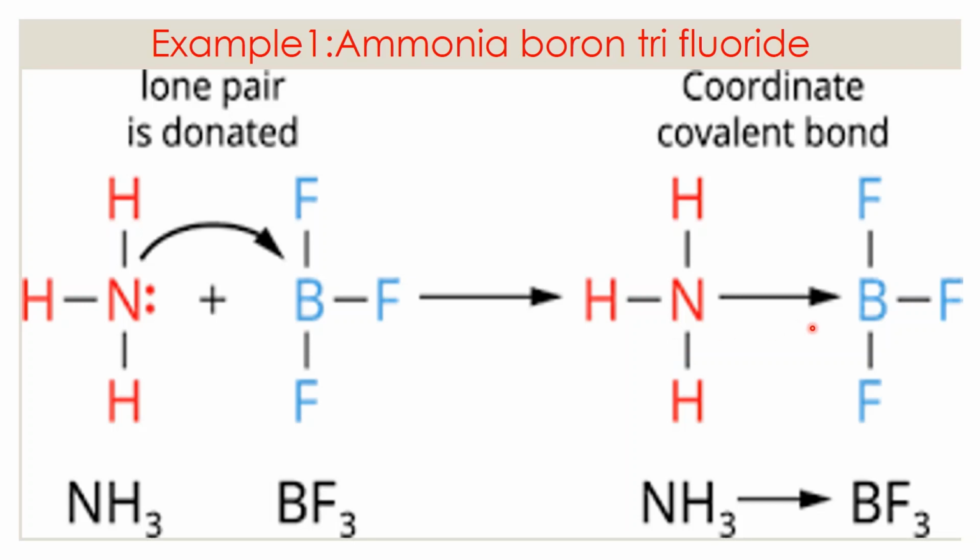We always draw a coordinate covalent bond denoted by arrow mark from donor to acceptor. So you can see that the arrow mark is drawn from nitrogen to boron. That means nitrogen is a donor and boron is acceptor. So therefore in ammonia boron trifluoride there is a coordinate covalent bond.